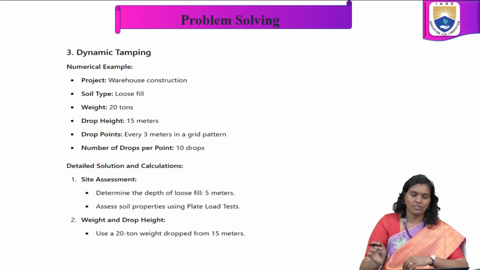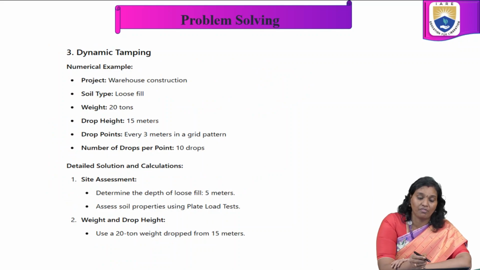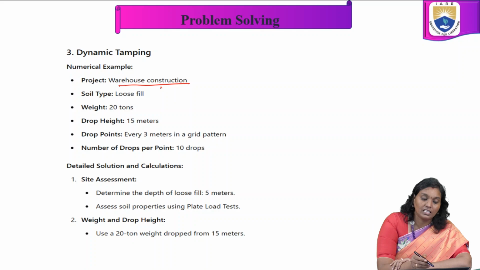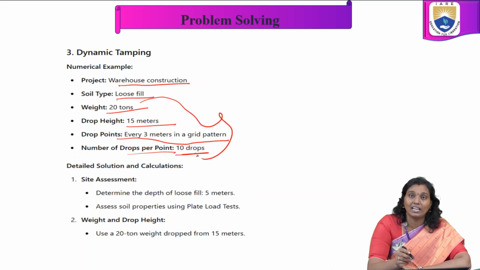Now dynamic tamping. In dynamic tamping we choose warehouse construction. The soil type is loose fill. The weight is 20 tons, the drop height is 15 meters, drop points are every 3 meters, and the number of drops per point is 10. We are designing as per the requirement of the warehouse. The type of soil is loose soil.